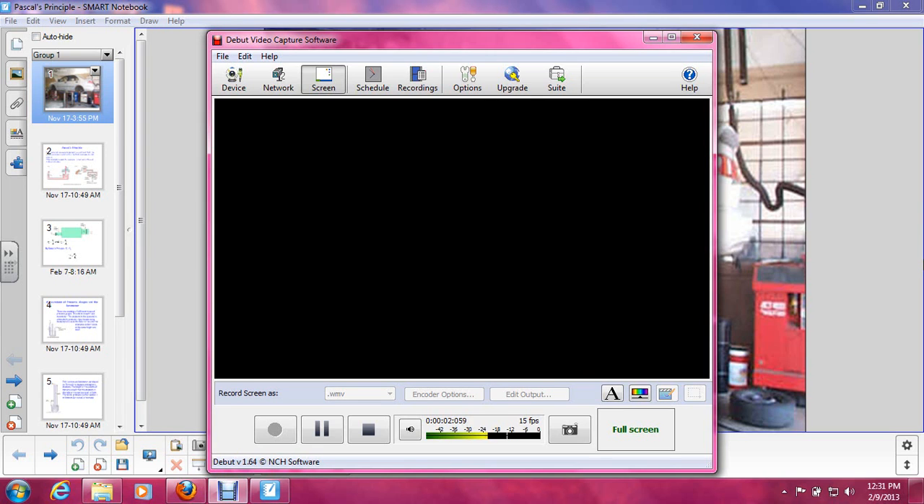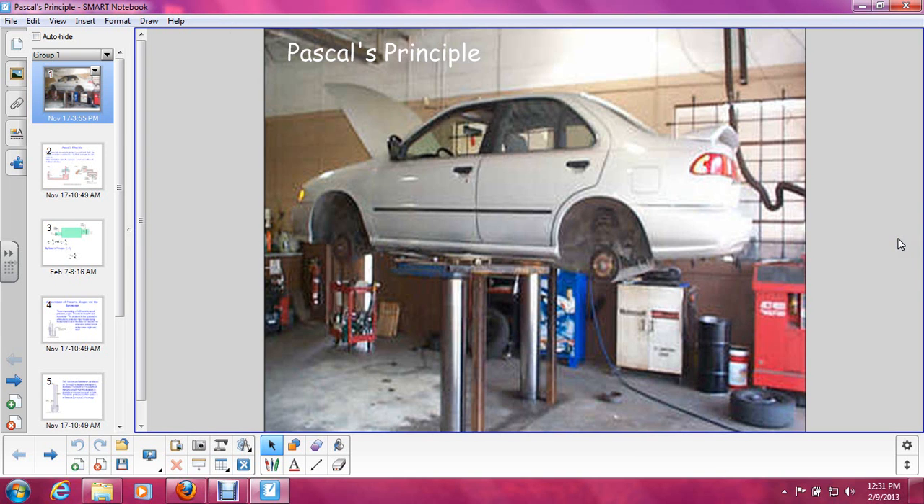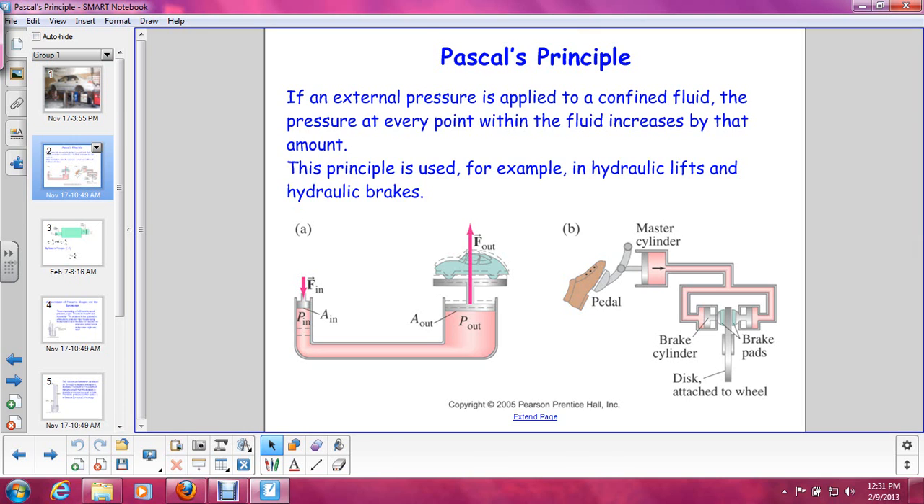Alright, today we are going to continue our discussion of pressure, and specifically we're going to talk about something called Pascal's principle. Pascal's principle tells us that if an external pressure is applied to a confined liquid or gas, a fluid, the pressure at every point within that fluid increases by the same amount.